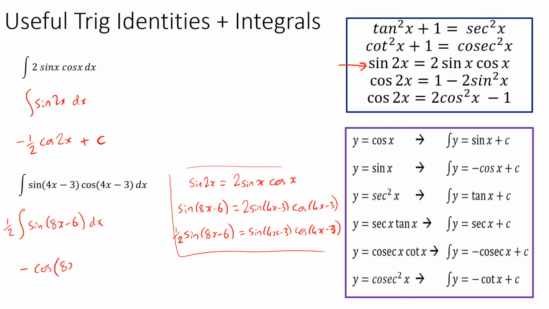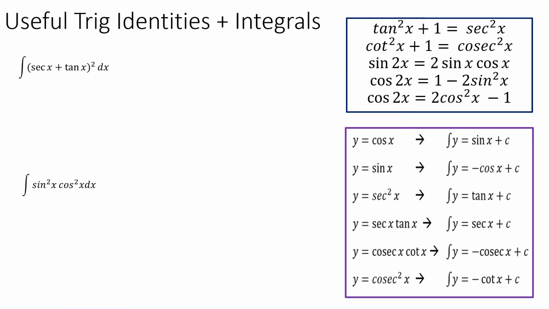We know that the argument is going to stay 8x minus 6. And we've also got this half at the front. And we know we're going to divide by 8 as well. So this is going to be minus an 8th cos of 8x minus 6. Now I might tidy this up a little bit. I might say that overall I've got minus a 16th cos of 8x minus 6. And don't forget the plus c. Cool. A few more to go.